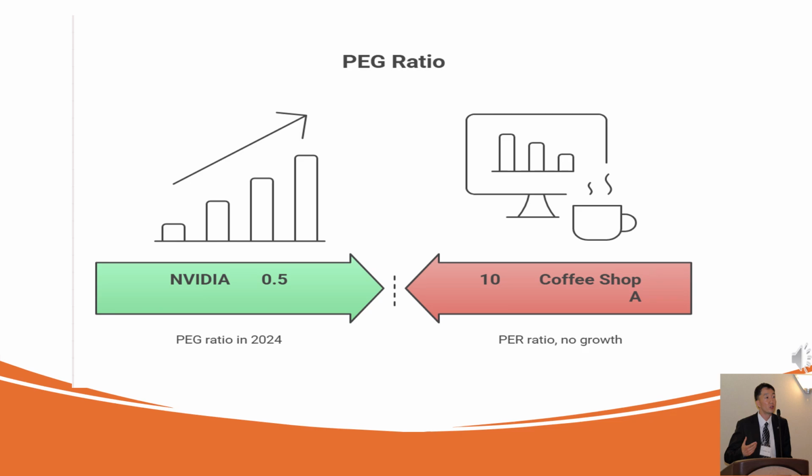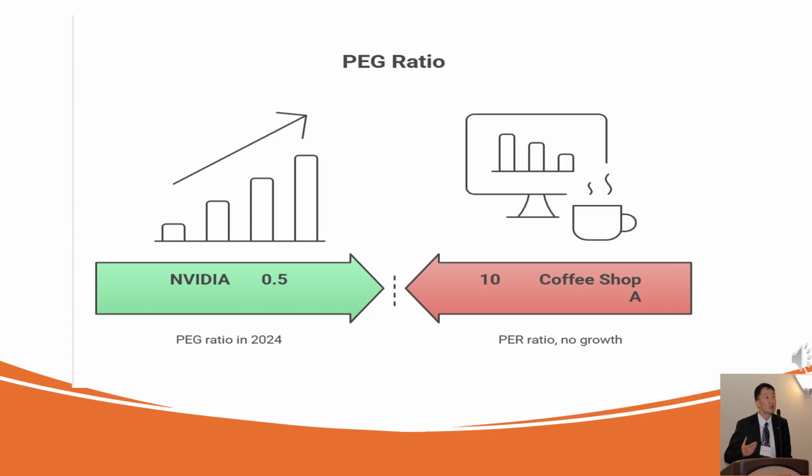PEG is very simple. PER divided by future earnings growth rate. So if growth is high, PEG becomes smaller. And a smaller PEG means explosive future growth. Legendary investor Peter Lynch used PEG as a key strategy. He would buy when PEG was around 0.5 and sell when it was around 1.5.